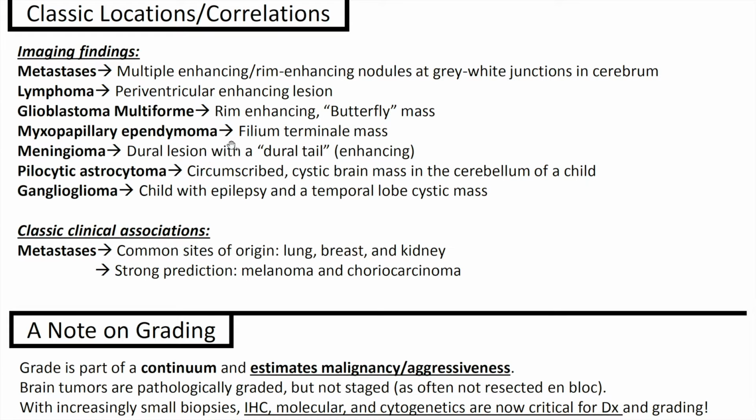Meningioma, dural lesion with an enhancing dural tail. Pilocytic astrocytoma, circumscribed cystic brain mass in the cerebellum of a child, and then ganglioglioma is a child with epilepsy and a temporal lobe cystic mass. And then some classic clinical associations. For metastases, some common sites of origin that metastasize to the brain are the lung, breast, and kidney, with a strong predilection also for melanoma and choriocarcinoma.